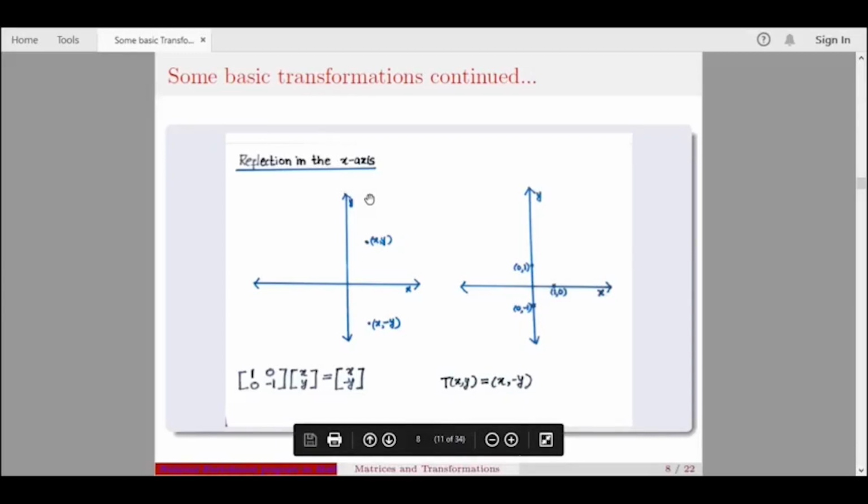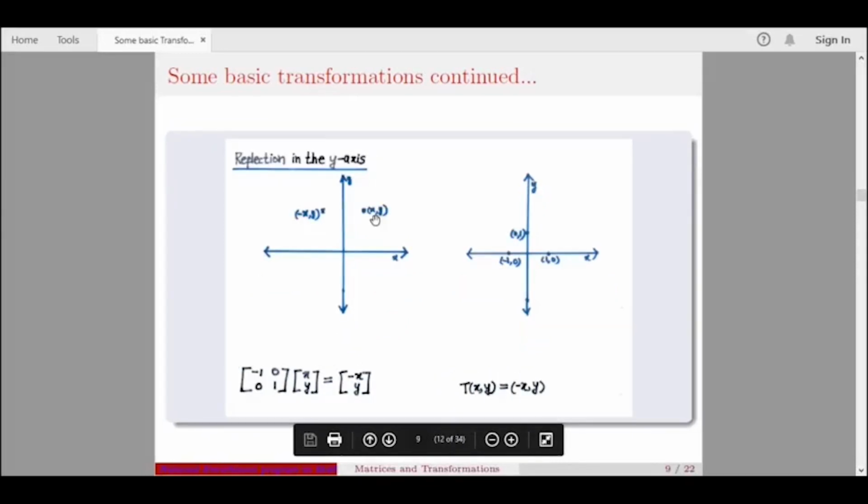Next we will see reflection in the y-axis. So this is the y-axis. If you have any point (x, y) here, when you reflect it along the y-axis, you will get this point. What happens here is x is changed to -x and y is the same. The y distance is the same. So the new point has coordinates (-x, y). So here the transformation is T(x, y) = (-x, y).